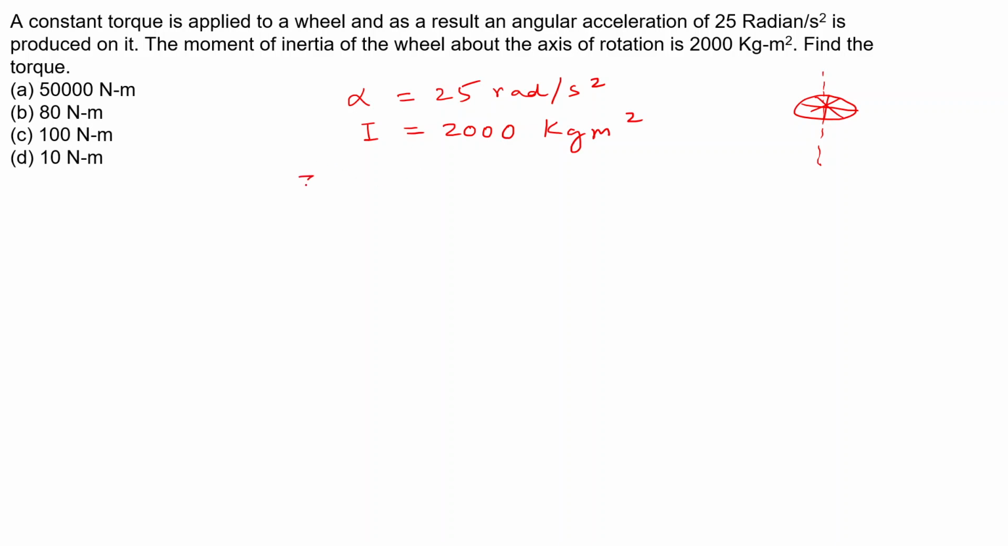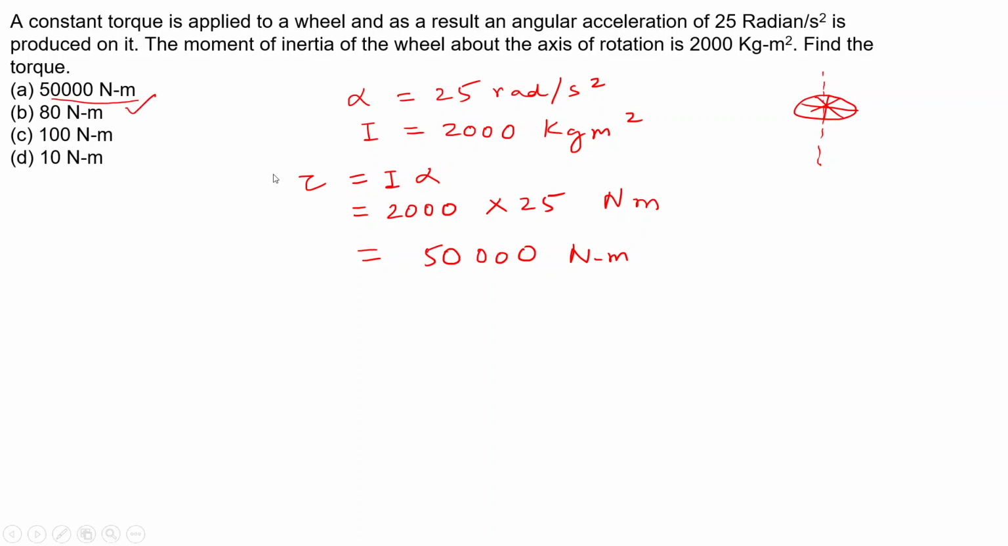Find the torque. Now we know torque is given by I times alpha. I is 2000, alpha is 25. So the final unit is kg meter square radian per second square, which we can write as Newton meter, and the value will be 25 times 2 is 50, and there are zeros. This means 50,000 Newton meter. This is the correct answer.